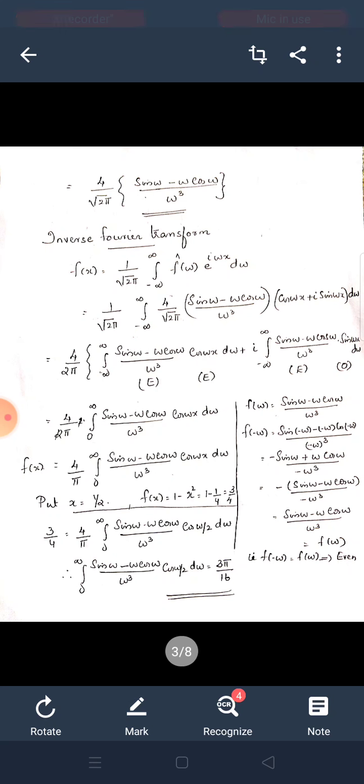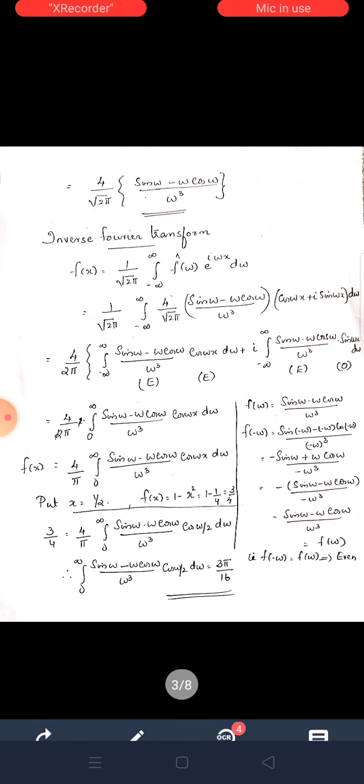Okay, and into cos ωx is also an even function. So the first integral is an even function and the second integral is an odd function, so that becomes 0. So we get 4 by 2π. Since it is even, you can write 2 times integral 0 to ∞ of (sin ω − ω cos ω) by ω³ cos ωx dω. So the 2 cancels, and we have 4 by π integral 0 to ∞ of (sin ω − ω cos ω) by ω³ cos ωx dω.